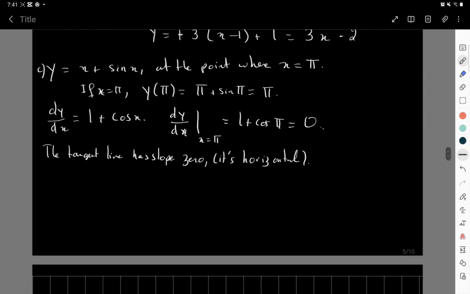But if it's 0, it's not the end of the world. It may be easier. Because if the tangent line is horizontal, so first of all, what is the tangent line? It's just 0 times x minus pi plus pi, which is pi. Now, this is the tangent line.